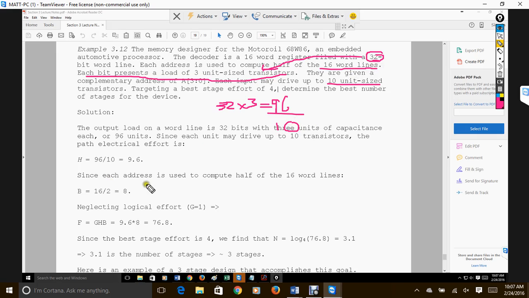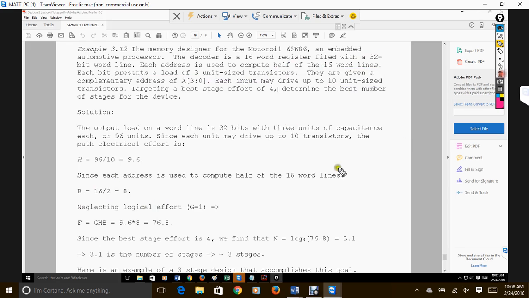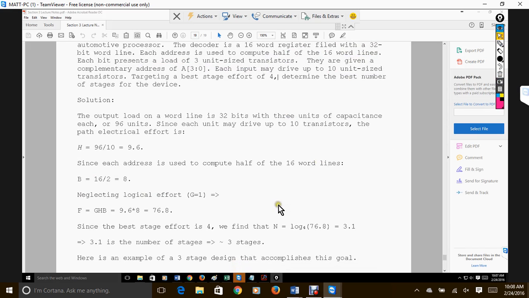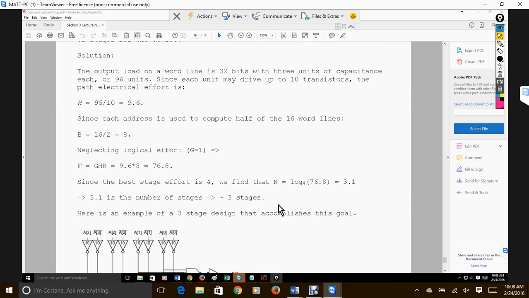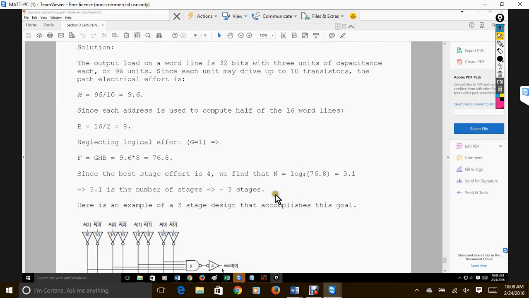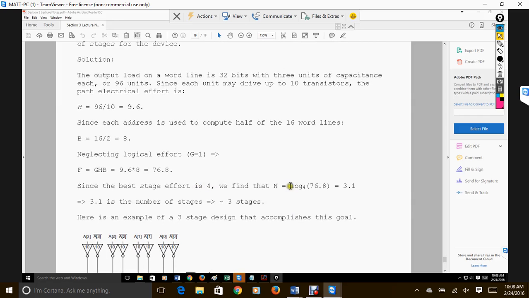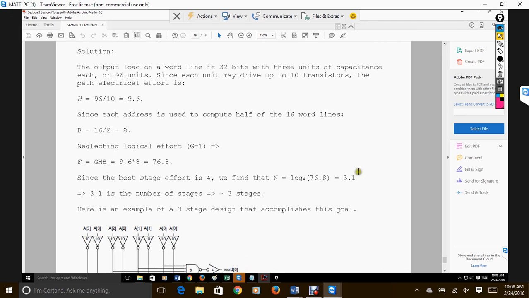And then to determine the branching effort, we know that we are calculating 16 word lines, and which is going to be half, right? So 16 over 2 is equal to 8. We multiply those together, we get 76.8. And so since the best stage effort is 4, we know that N is equal to log base 4 of your path effort. So log base 4 of 768 is 3.1. So that means we're going to say that the number of stages is approximately 3.